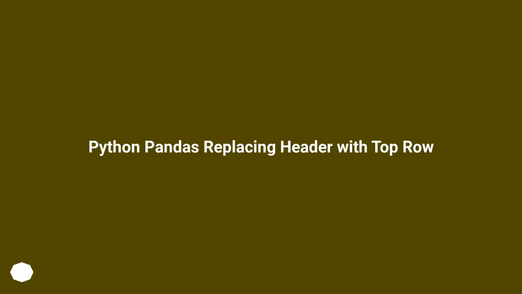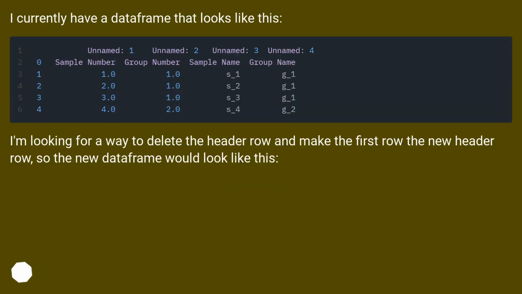Python Pandas replacing header with top row. I currently have a data frame that looks like this. I'm looking for a way to delete the header row and make the first row the new header row, so the new data frame would look like this.